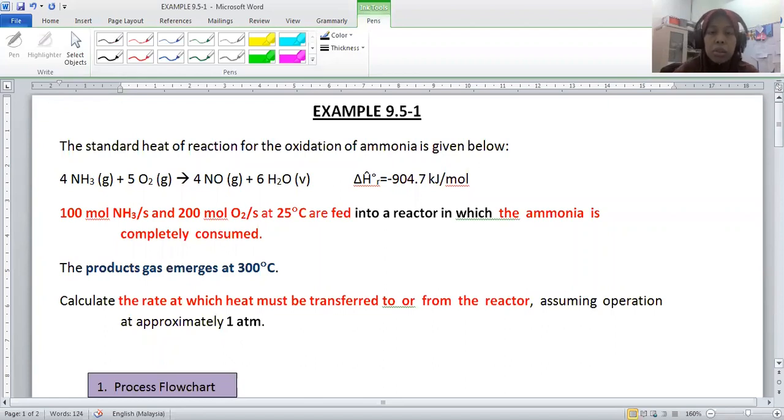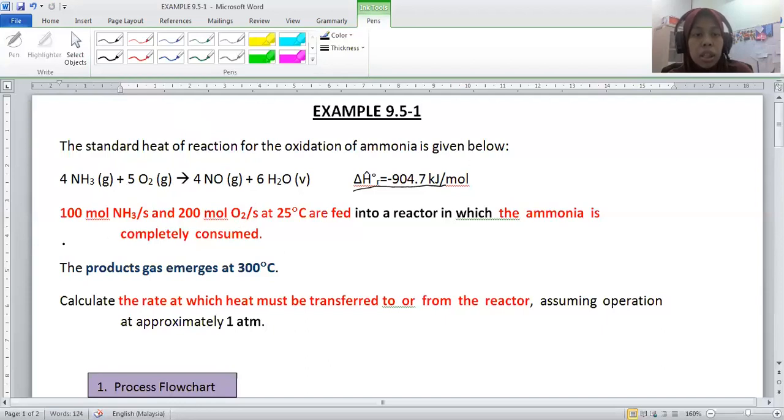Today we are going to cover example 9.51 in your textbook together. So you can do the exercise together with me throughout the video. The question mentions that the standard heat of reaction is given for the oxidation of ammonia. Also given to you is the chemical reaction for the oxidation process.